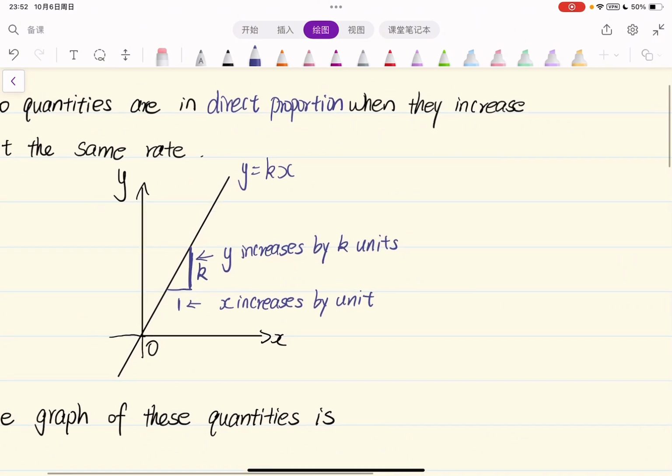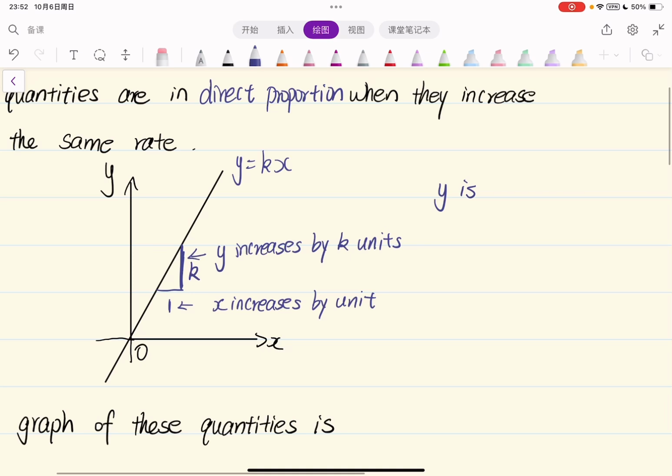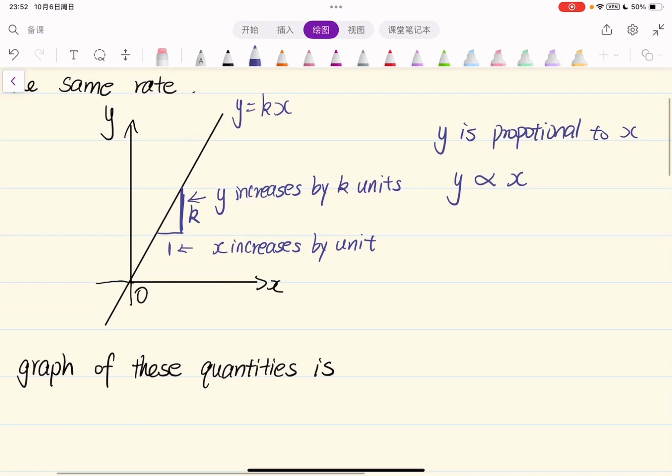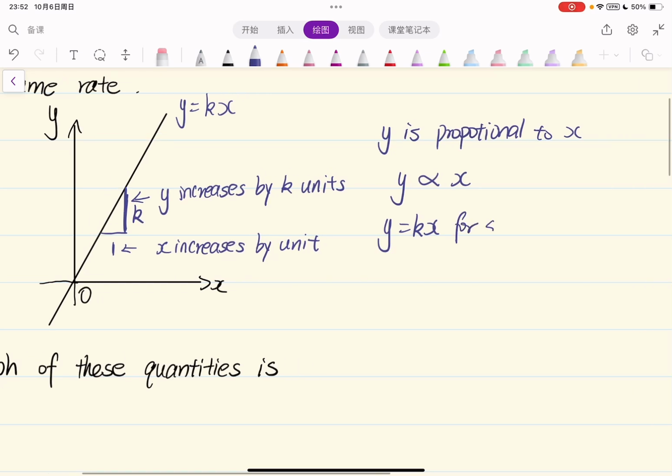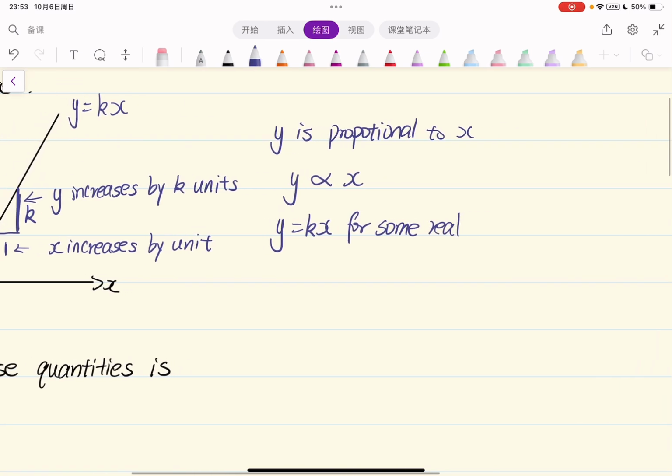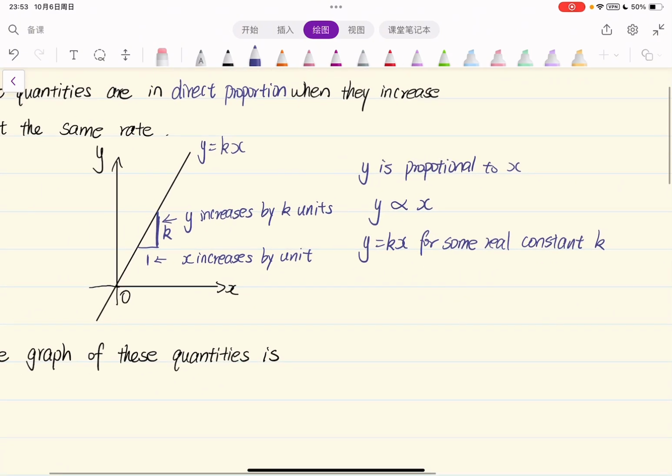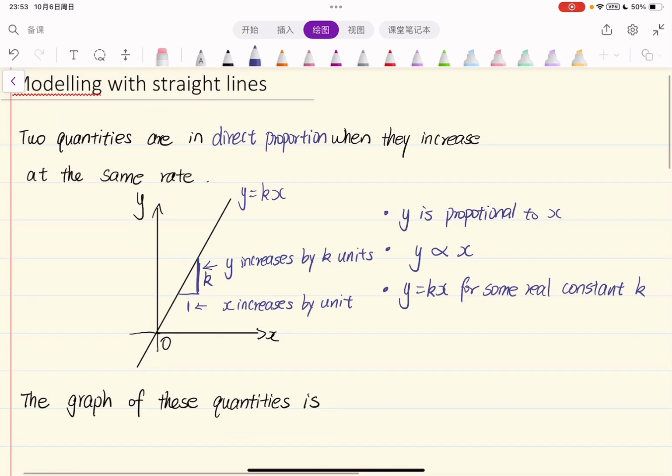We can write that y is proportional to x, or y is directly proportional to x, written like that, or we can write y equals kx for some real constant k. Here are the three forms. We can say that two quantities are in direct proportion.